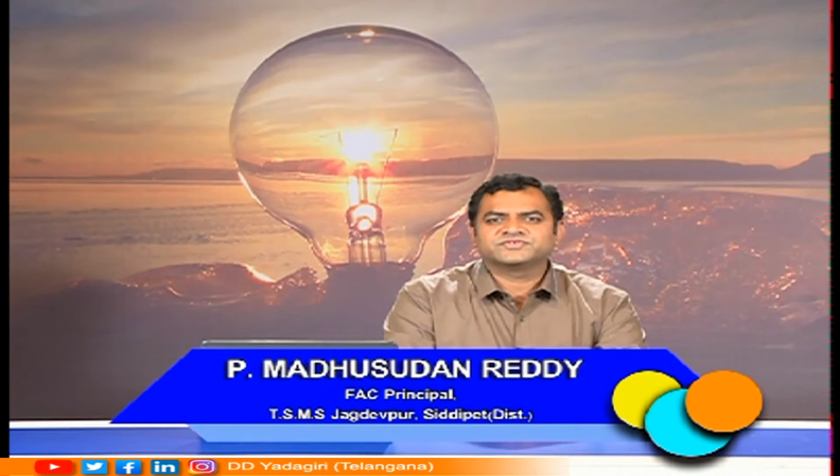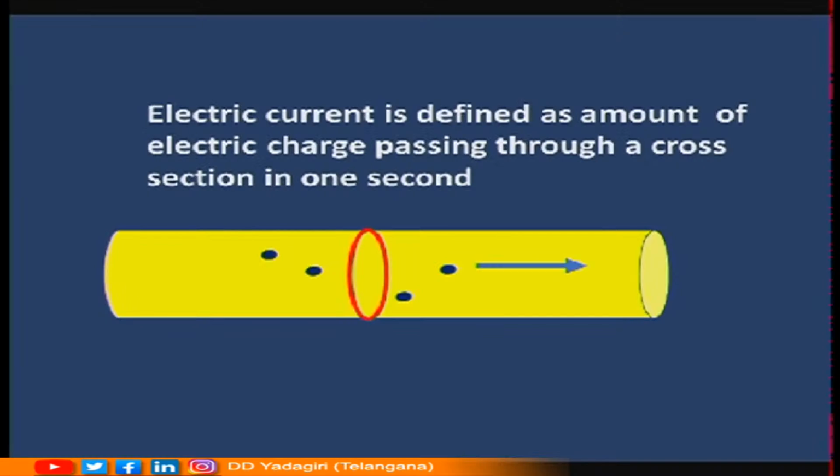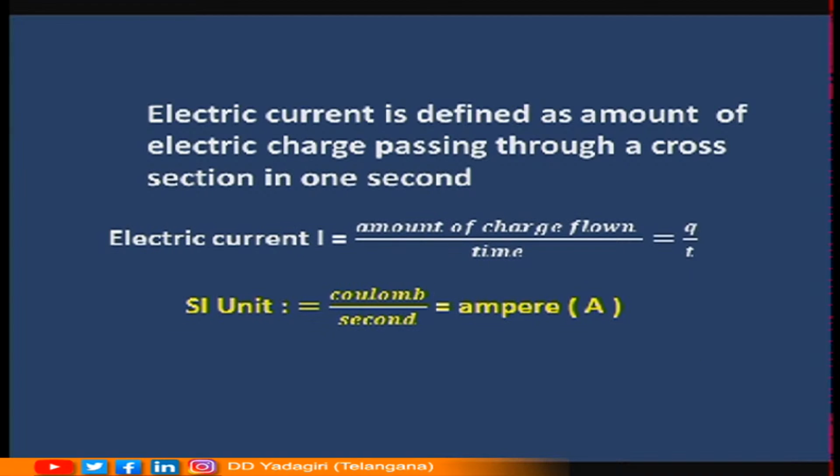Let us continue with electricity. In the earlier classes, we have discussed electric current, which is defined as the amount of electric charge passing through a cross section in 1 second. In case of metal wires, the charges are free electrons. The formula for electric current is the amount of charge flown by time taken, which is equal to Q by T. The SI unit for electric current is ampere.